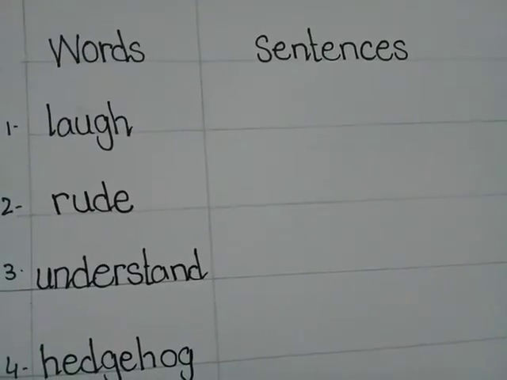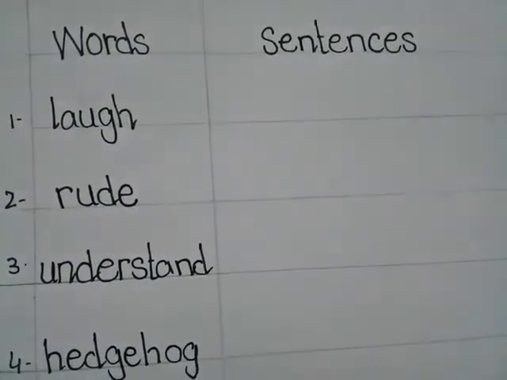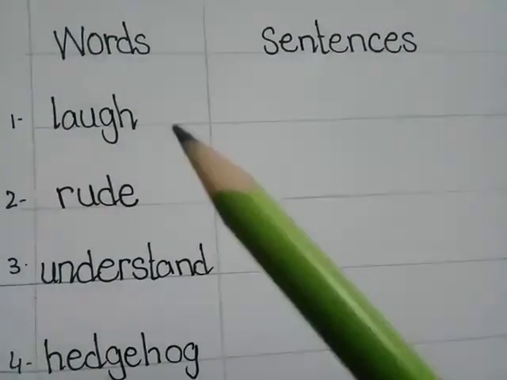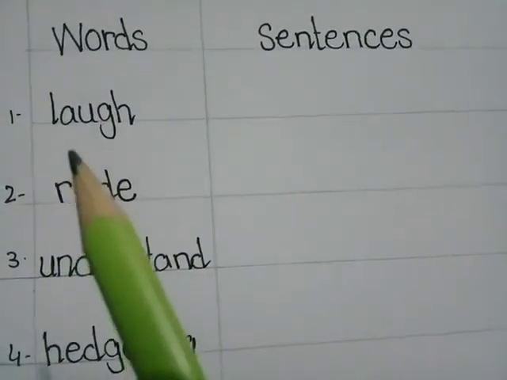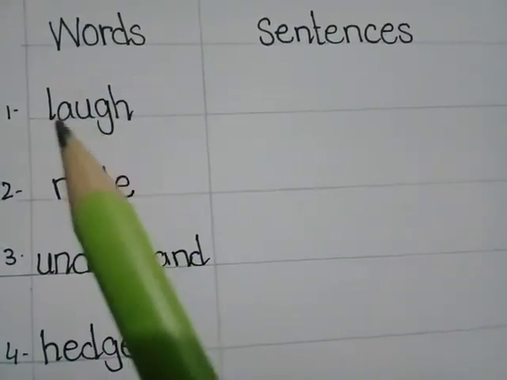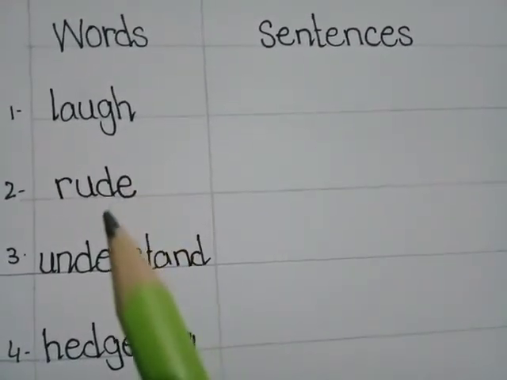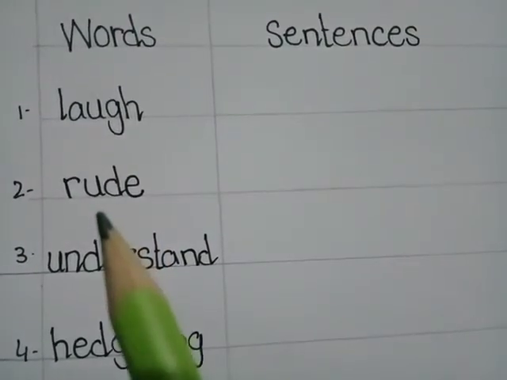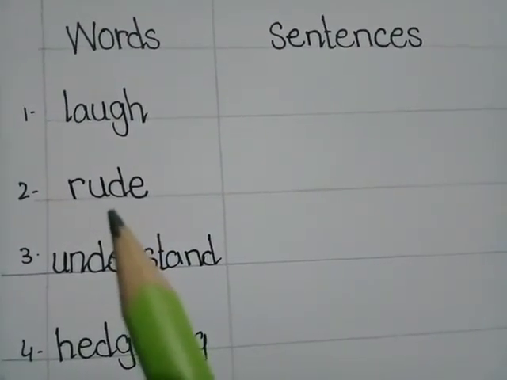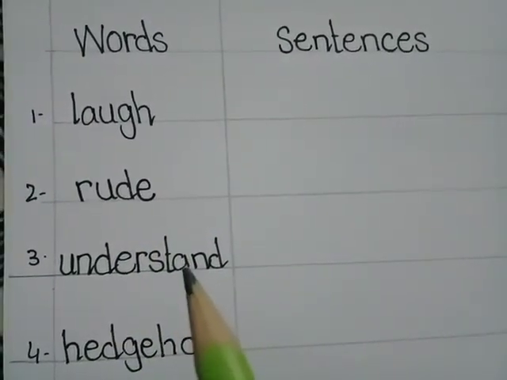Students, now this is your homework and I will explain the meanings of these words for you. You have to create sentences of these words by yourself. So first word is laugh. What is the meaning of laugh? Laugh means act of laughing. Now second word is rude. I have told you in meanings also. Rude means harsh.